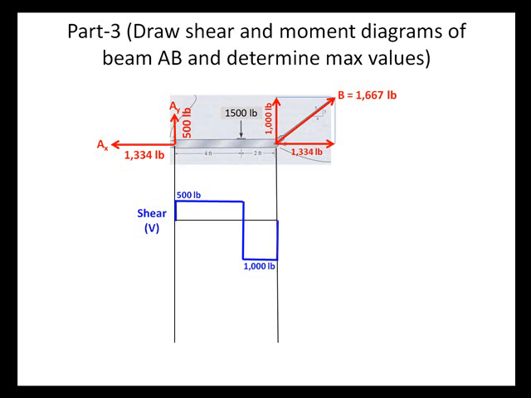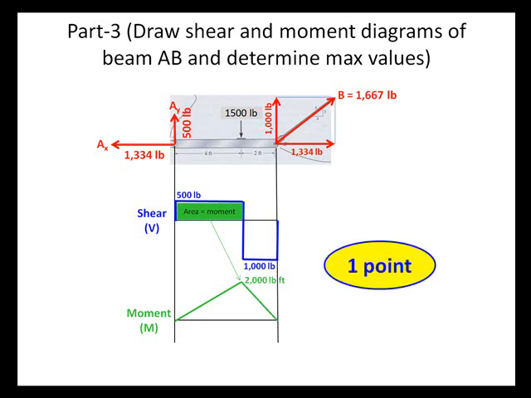There's the shear diagram. For the moment diagram, we start at point A, which is a pin connection and can't support moment, so we know at point A the moment is 0, and that it slopes upward linearly. If we take the area under the shear curve, we can find the value of the moment at that point. So we know that the moment at the location where the load is applied is 2,000 pound-feet. We also note that point B is a pin connection, so it slopes back down to 0. Go ahead and give yourself 1 point if you got the shear and moment diagram correct.